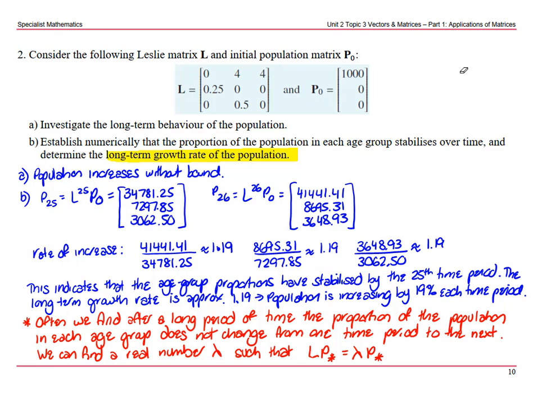Following on from this, often we find after a long period of time that the proportion of the population in each age group does not change from one time period to the next. We can find a real number lambda such that our Leslie matrix times our population after that long period of time equals lambda times that population. Okay, so that's our growth rate.